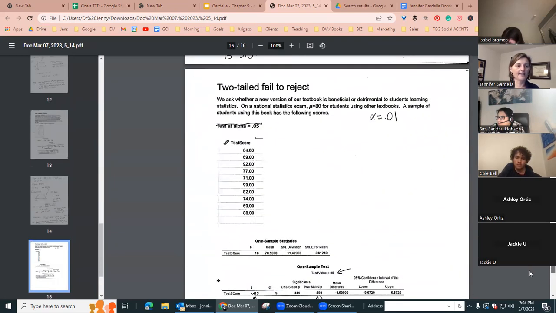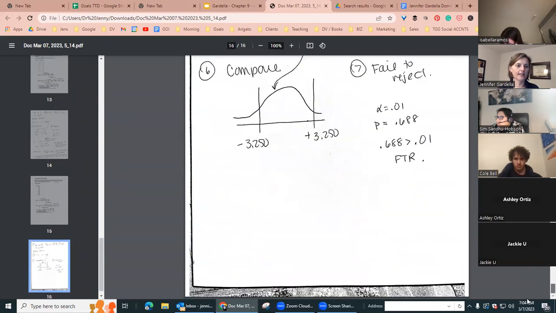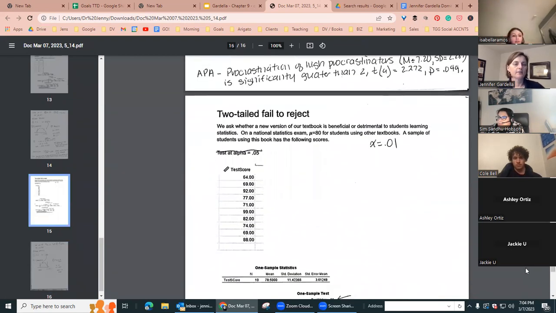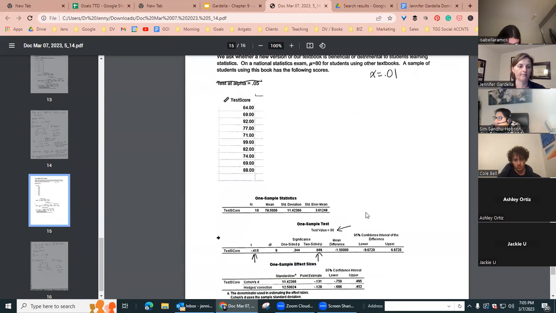Okay, and then the last example for the evening, if there are no other questions. We ask whether a new version of our textbook is beneficial or detrimental to students learning statistics. On a national statistics exam, we already know that the mean is 80. We're comparing whatever happens with our new thing with 80 on other textbooks. A sample of students using this book has the following scores, and we're going to test this at 0.01.